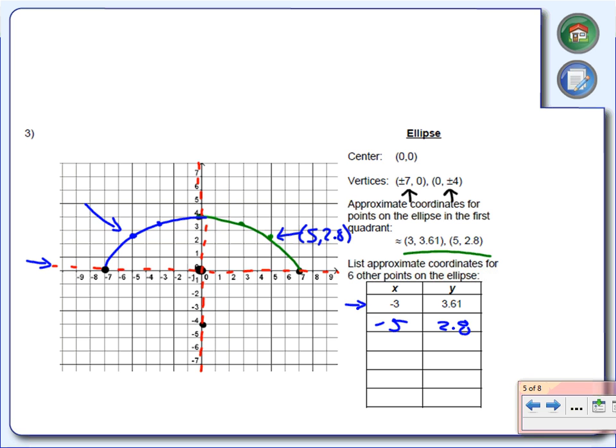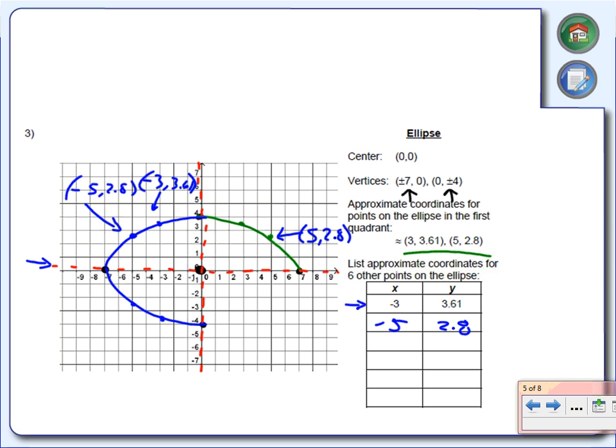Remember, guys, this ordered pair right here is negative 5, positive 2.8. So where would the other one fall? Negative 5, negative 2.8. So that's going to put it right about there. Let's find another one. This point right here we said earlier was negative 3, 3.61. So the one that's on the opposite side of that line of symmetry would be what? Negative 3, negative 3.61, which would be somewhere around here. Now we can connect those points.